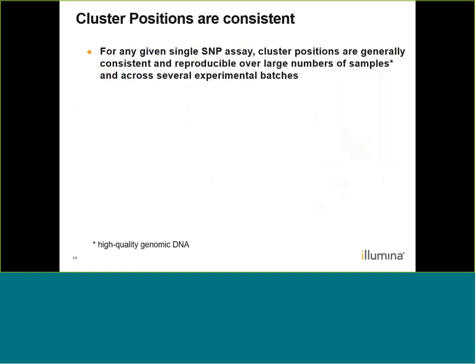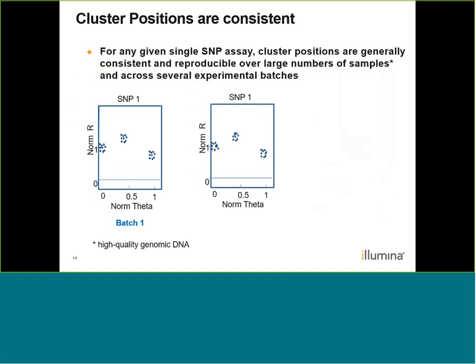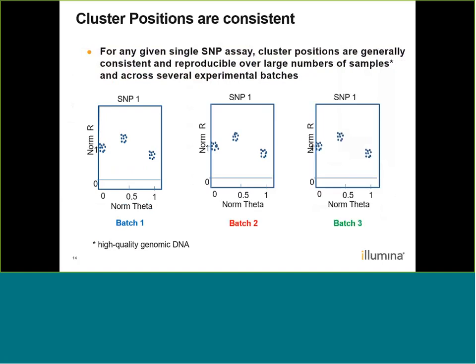In general, cluster positions are consistent. So this is why we are concerned with having a good cluster file, which we'll talk about in a minute. And the clusters should be reproducible over large numbers of samples. So a graphical representation of that is if we run samples with a cluster file, then from batch to batch, we should get consistent data. And with the caveat that you're using high-quality genomic DNA.